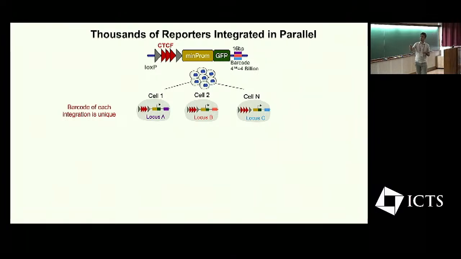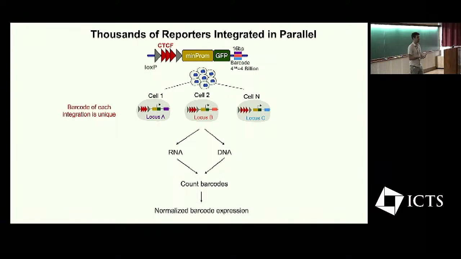What we do is, from the pool of cells, we isolate RNA and DNA, and we count barcode molecules in both RNA and DNA so that we can have a normalized barcode expression. Because we have that barcode, we can also use the DNA that we isolate from these cells to map where each transgene is integrated.